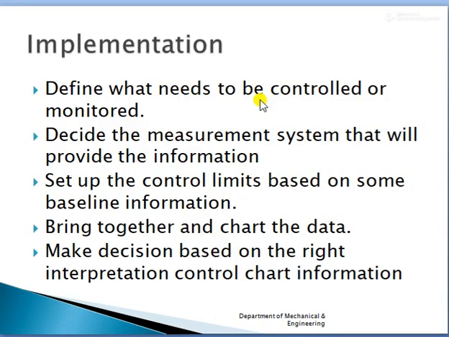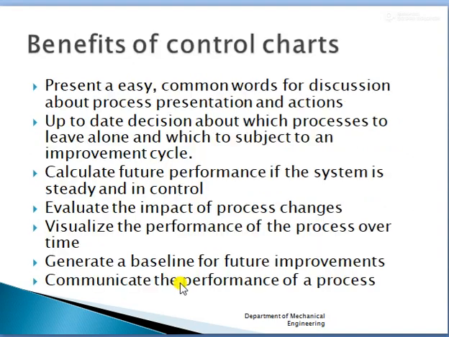Implementation. Define what needs to be controlled or monitored. Decide the measurement system that will provide the information. Set up the control limits based on some baseline information. Bring together and chart the data. Make a decision based on the right interpretation of control chart information. Benefits: present an easy set of common words for the discussion.